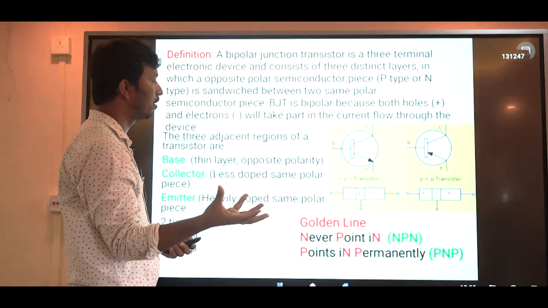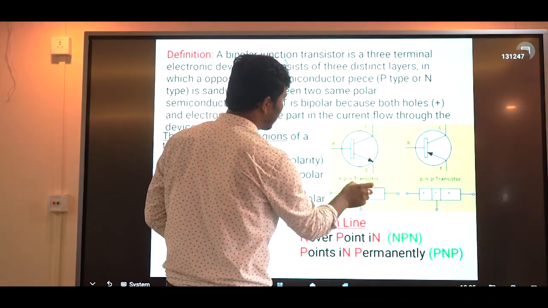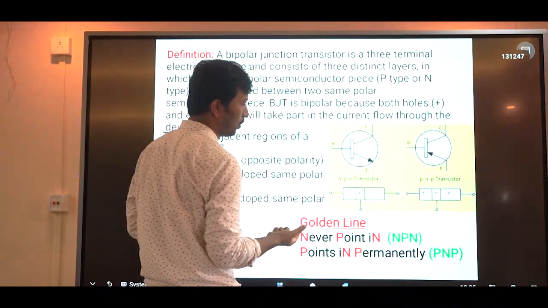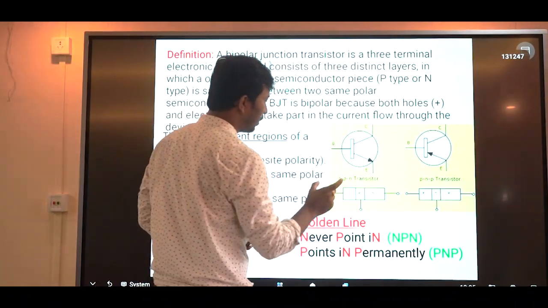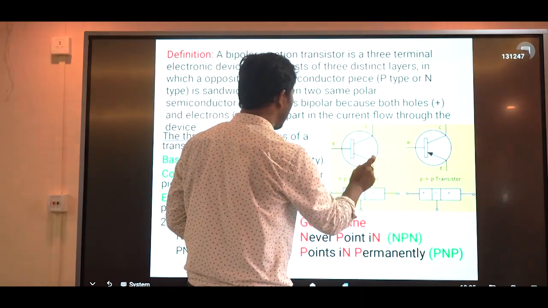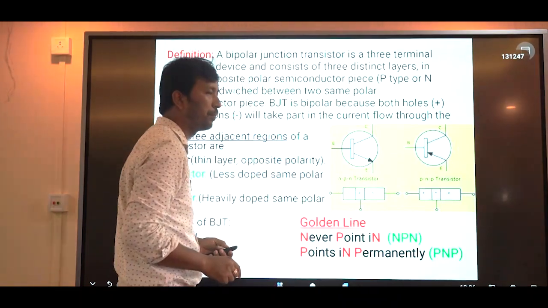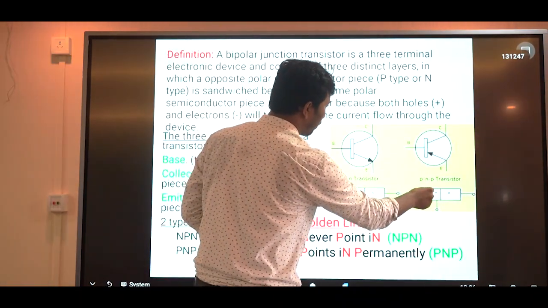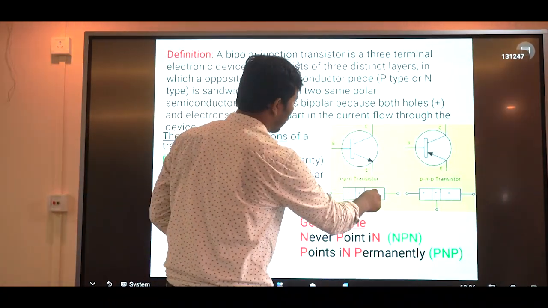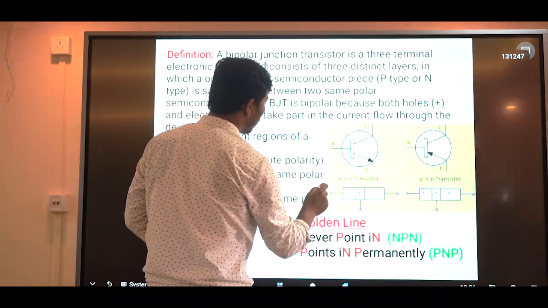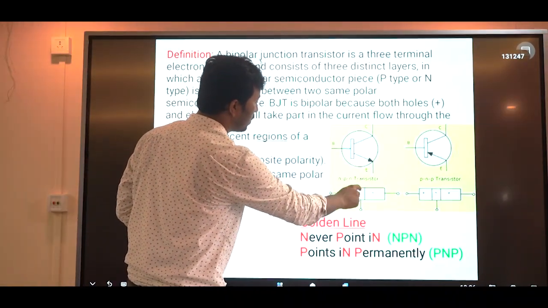In a transistor we have three parts. Here we can see this part is larger compared to this part of the same polar semiconductor piece, or this part of P is larger than this part of P. This larger piece is heavily doped semiconductor. Here this N piece is heavily doped, and here this P piece is heavily doped. The other same polar piece, here this P piece and here this N piece, are lesser doped. This heavily doped semiconductor piece is called the emitter. This lesser doped semiconductor piece is called the collector. In between emitter and collector, we have this piece which we call the base.